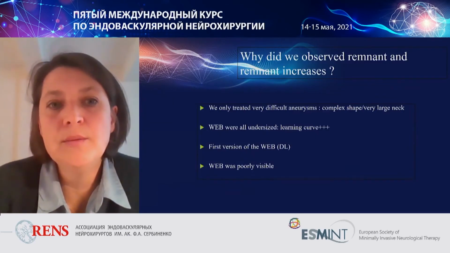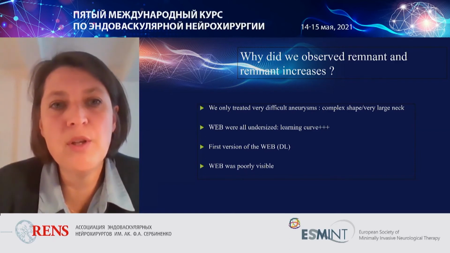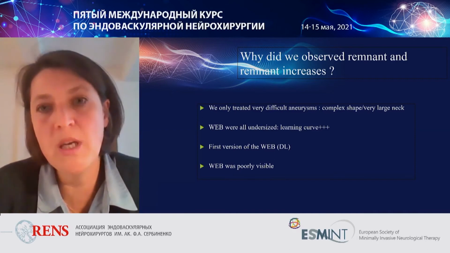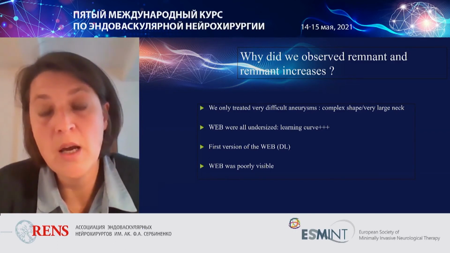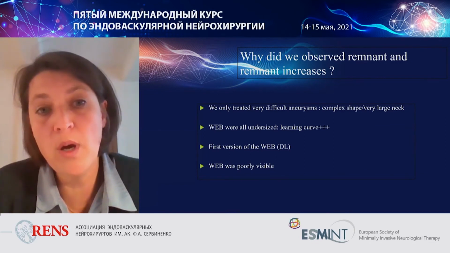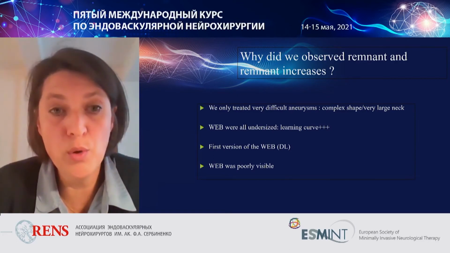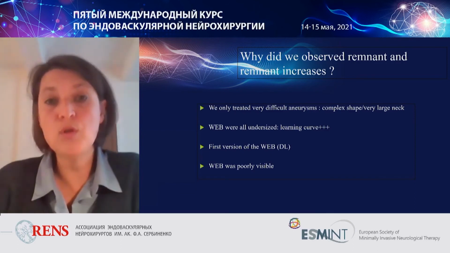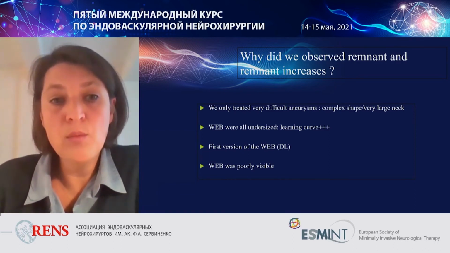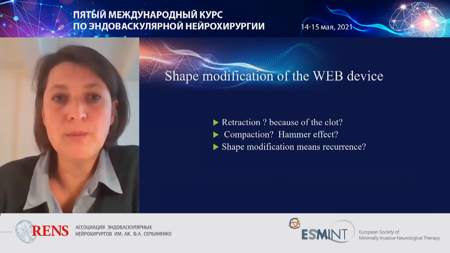We were asking ourselves why we observed that remnant and increase of remnant, and perhaps it was because of the beginning of experience, because we only decided to treat very difficult aneurysms with complex shape and very large neck. Perhaps we were very shy to avoid thromboembolic complication, and were all undersized. So that's why the learning curve is very important. It was perhaps because of the dual layer, and at this time the WEB was poorly visible and it was difficult to understand exactly what we were doing.